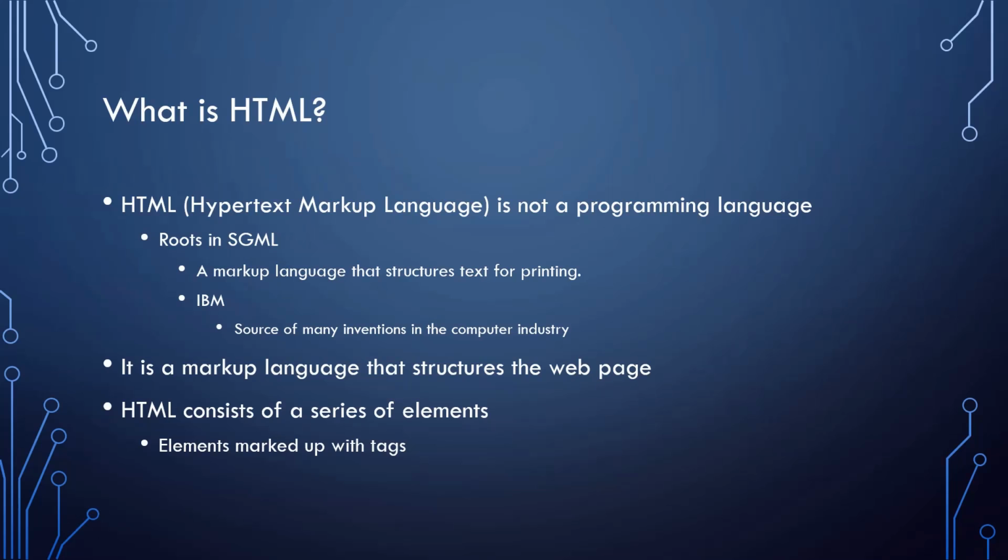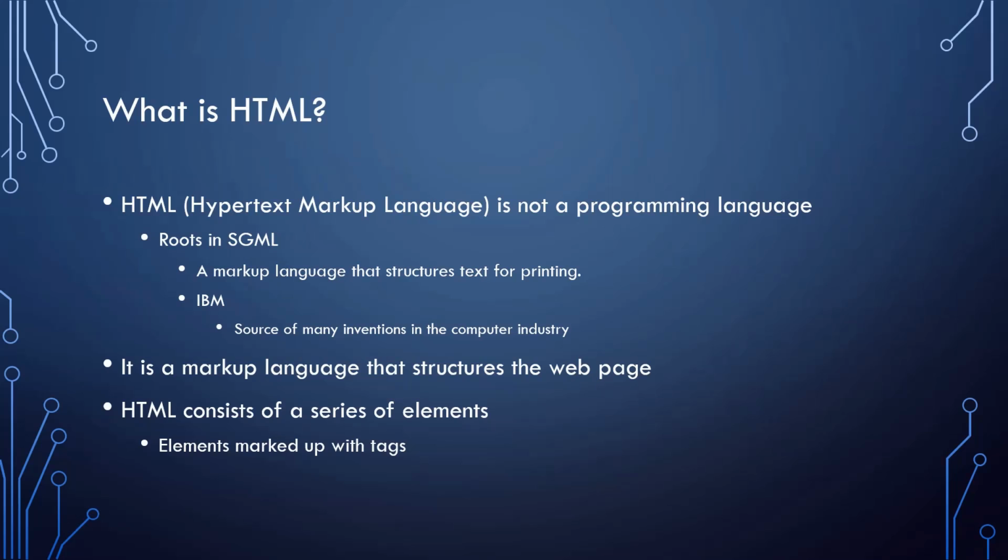It has its roots in SGML, Standardized General Markup Language, an older and more complex technology that was meant to structure text for printing. Before word processors, if you wanted to have fancy text printed, one of the technologies you could use was to mark up that text, which would have instructions that would be interpreted by the printer to be special markup for that text. Its source was IBM, which is the source of many inventions in the computer industry. IBM's glory has faded a bit now, but they really have invented a lot of fundamental technology.